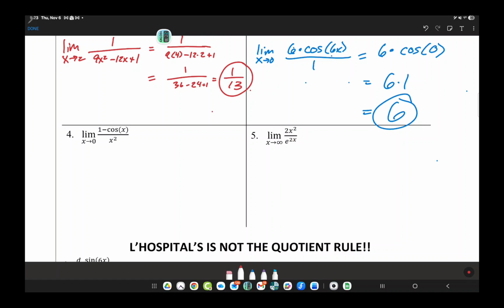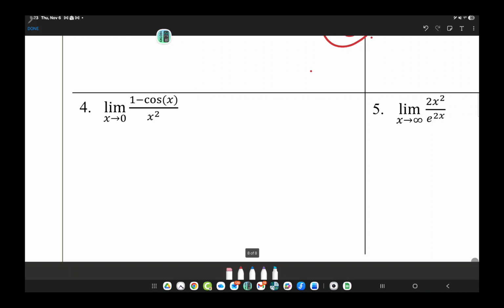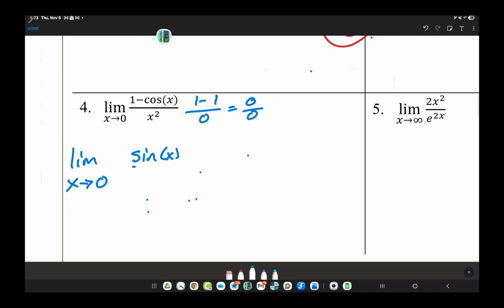All right, number 4. Zoom in here a little bit. Is that better? So here we, again, if we plug in 0, we get 1 minus 1 over 0 squared, which is just 0, so 0 over 0. So we take the limit as x goes to 0, take the derivative. The derivative of cosine is negative sine, but because we have a negative already, we get sine x over 2x, right?